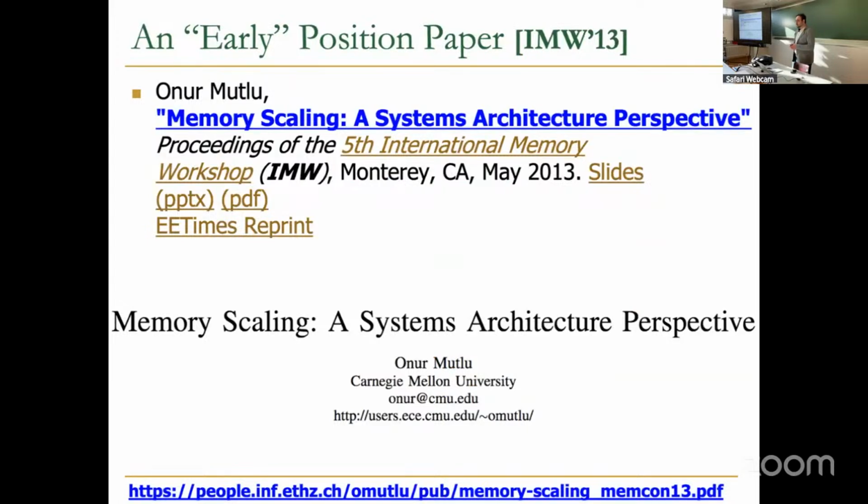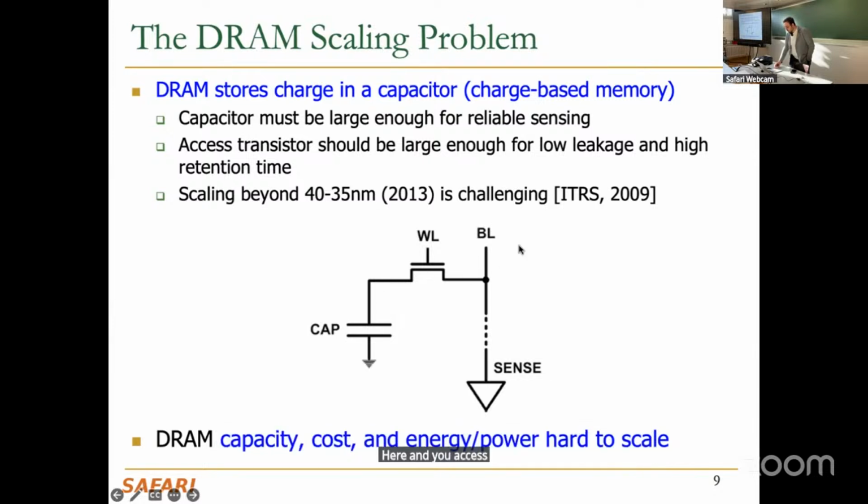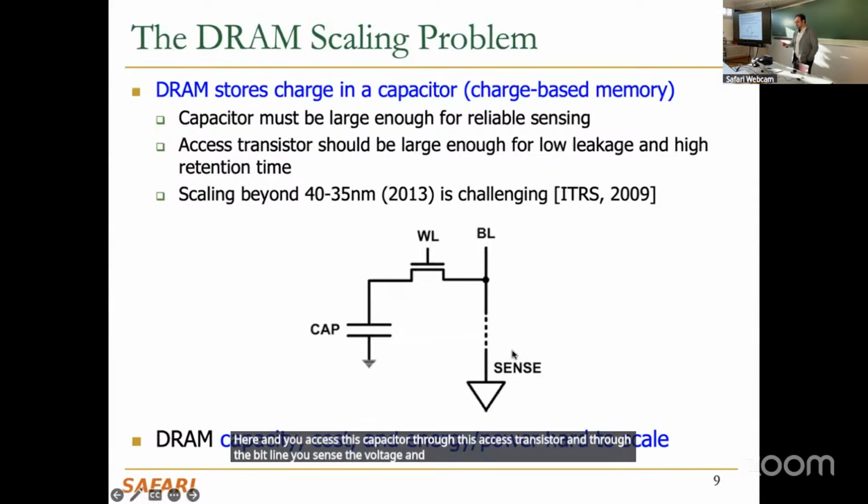But let's take a step back and talk about why memory robustness is important. This is a paper from 2013, foreseeing the upcoming challenges of memory due to memory scaling. Let's talk about the prevalent memory technology, DRAM, dynamic random access memory. DRAM stores charge in a capacitor. You see the capacitor here, and you access it through this access transistor, and through the bit line, you sense the voltage and understand if it's 1 or 0.